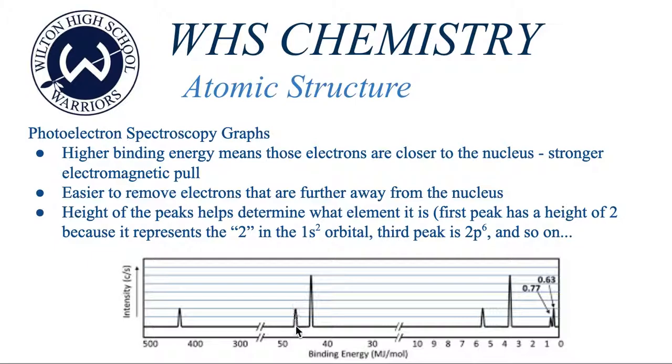And then we have 2s2 here, which looks pretty similar, except it's much easier to remove. And then we have 2p6, which is a higher peak, so that represents the 6 in the non-metal category, and so on. So that can help you determine what element is on the PES graph.